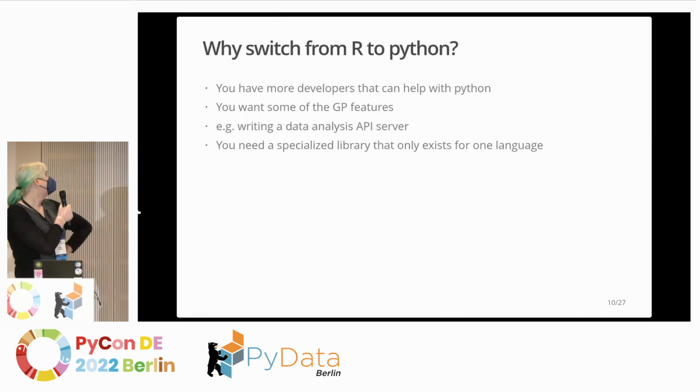Okay, so why switch from R to Python especially? For example, if you just have more developers that can work on Python, that's also true the other way around. Or you may want to have the general purpose features of Python. For example, you want to create an API server that does some data analysis, and then the users just ask the server what the result is, and it's easier to do in Python, but it's also possible to do in R. And one other reason could be you have a very specialized library that exists only in one programming language. And I think in R there are more specialized libraries for data analysis, but in Python you get everything else.